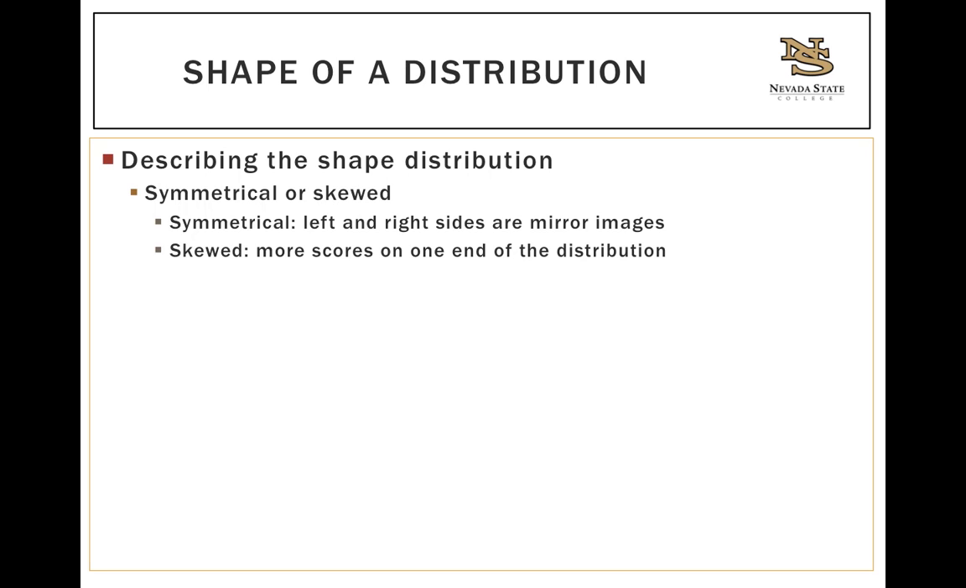However, we can also get a distribution that's skewed. And this simply means there are more scores on one end of the distribution or the other. The other side, so the side that has very few scores, is what we call the tail. And this kind of makes sense because it looks like a tail. So when you're describing whether it's positively or negatively skewed, you simply have to see which way the tail points, and that will tell you if it's positive or negative.